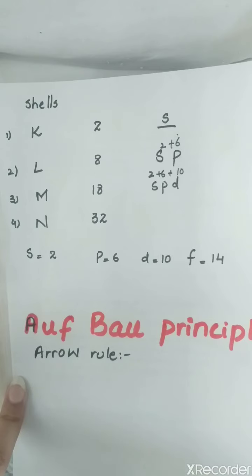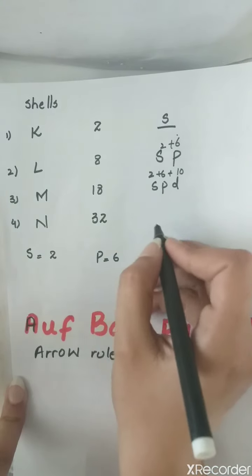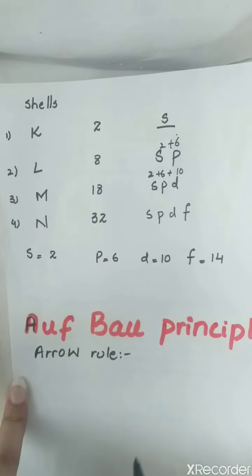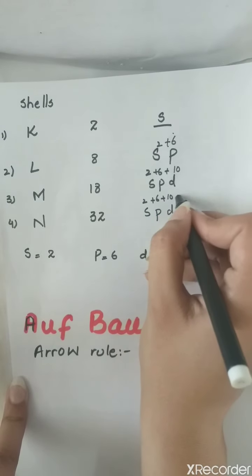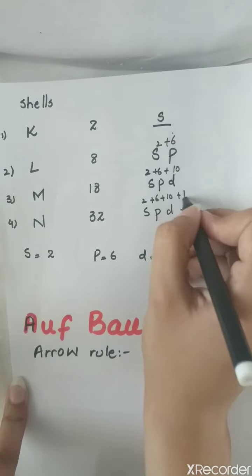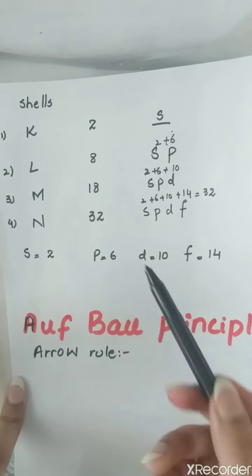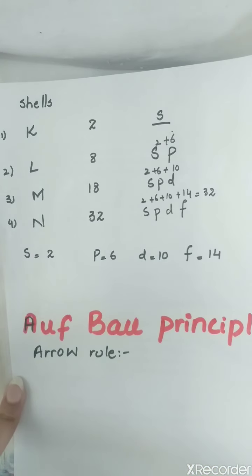Now the next one is N shell. It can accommodate 32 electrons. So we can accommodate S, P, D and F as well. You see 2 plus 6 plus 10 plus 14. So you will get 32. So we can accommodate all of these 4 subshells in the N shell.